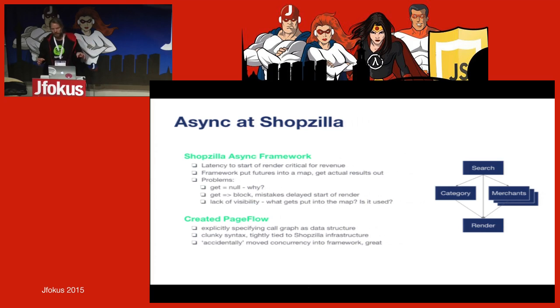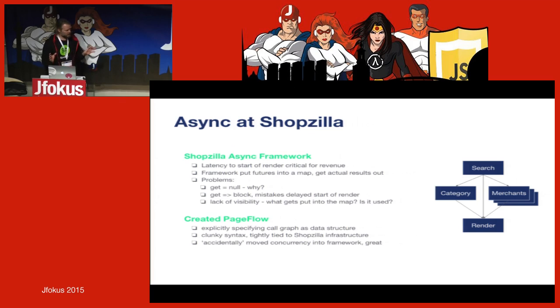And therefore, the guys that built this infrastructure created a framework where basically you would get a future to some service result, and you'd put that into a map with some sort of well-defined key. And when you got the result out of that map, you'd get the real result. You wouldn't get the future. So it's not quite a map, but it's something like it. It was called a map.